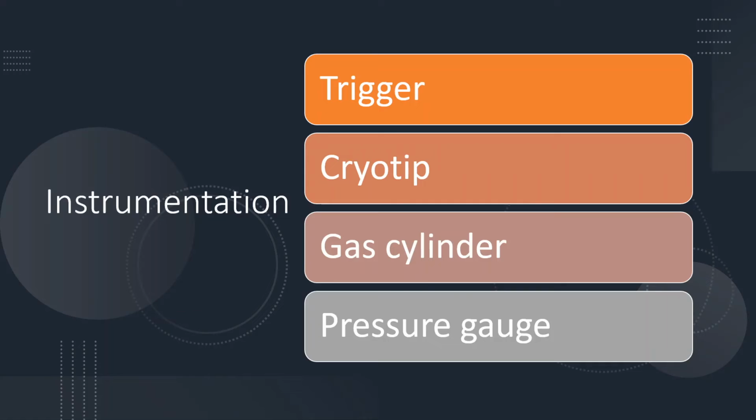Next, the gas cylinder. The gas cylinder is a high pressure gas cylinder that stores the cryogen. The cryogen can either be liquid nitrogen or compressed gases. And finally, the pressure gauge. The pressure gauge is connected to the cryoprobe and reads the pressure of the system, allowing the user to read the safe pressure, and is installed with a pressure release valve that safely reduces the pressure if it gets too high.